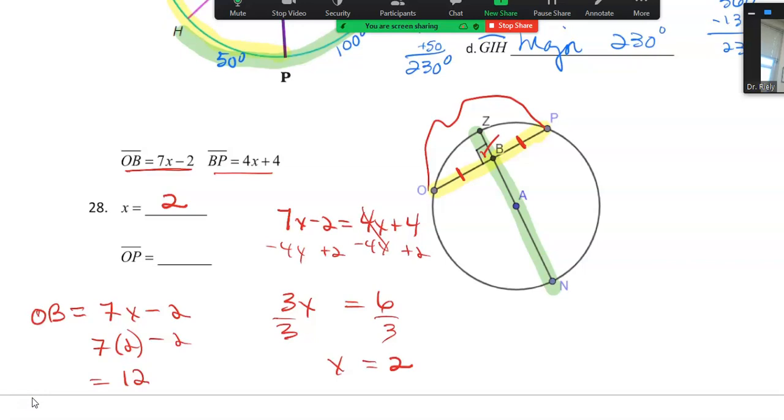If OB is 12, then I know BP is 12, and therefore OP is going to be 12 plus 12, or 24. So sometimes we forget to use the x back in the equation that we had when we initially found the x. Okay, so go over this, make sure that's clear, and make sure you understand the theorem implications that allowed me to make those 2 parts of the chord equal.